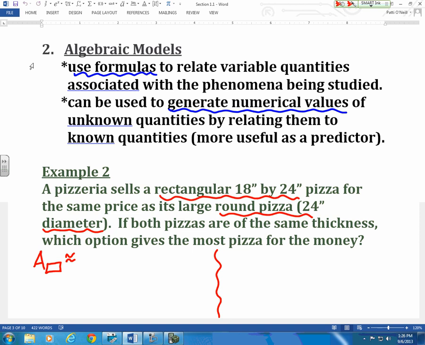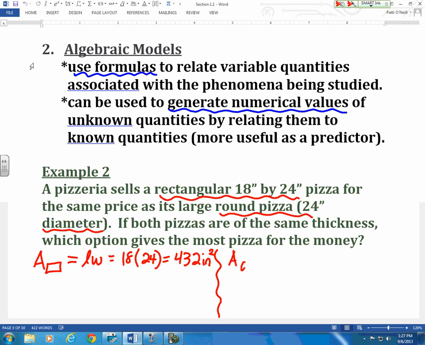So if we look at the area of the rectangular pizza, we know it's length times width. The area is going to be 18 by 24, which gives us 432 square inches. So we have 432 square inches of pizza with our rectangular shaped pizza.